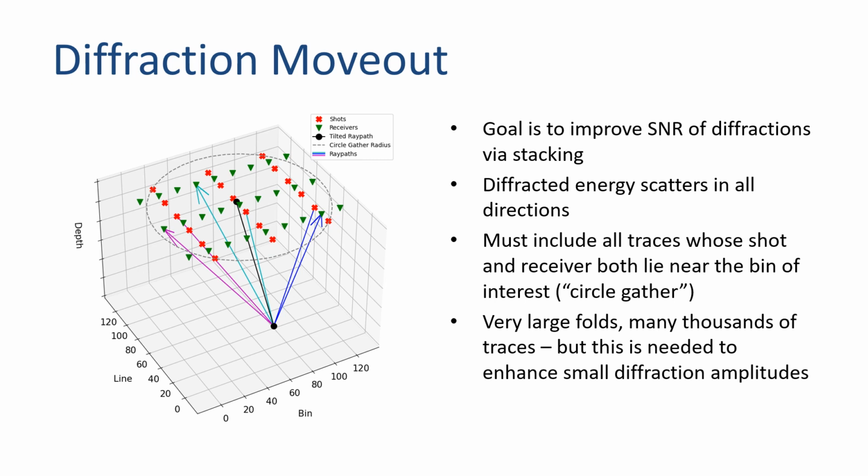It's a better idea instead to build the gathers by including all of the traces whose shot and receiver positions both lie within some threshold radius of the bin center. So I've been calling these circle gathers for that reason. This leads to very large folds of several thousand traces, but you need this to enhance the small diffraction amplitudes and to knock down the big reflections destructively. This point about knocking down reflections is one that we'll come back to later on.